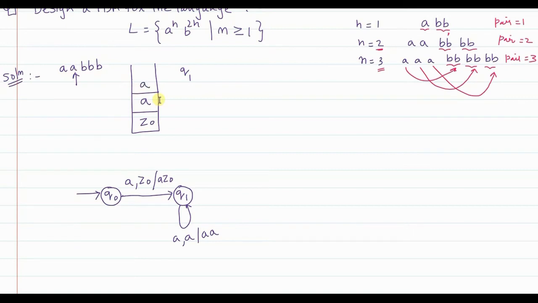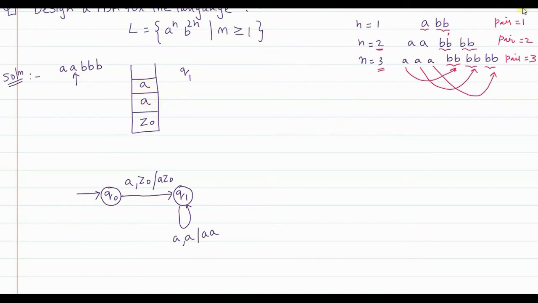By doing this, you are in the same state. Why do you remain in the same state? Because you are going to perform the same operation of pushing no matter how many A's are encountered. So since you are repetitively doing the same operation, you may stay in the same state. So the machine will still stay in the same state. So 2 A's I have already pushed on the stack.